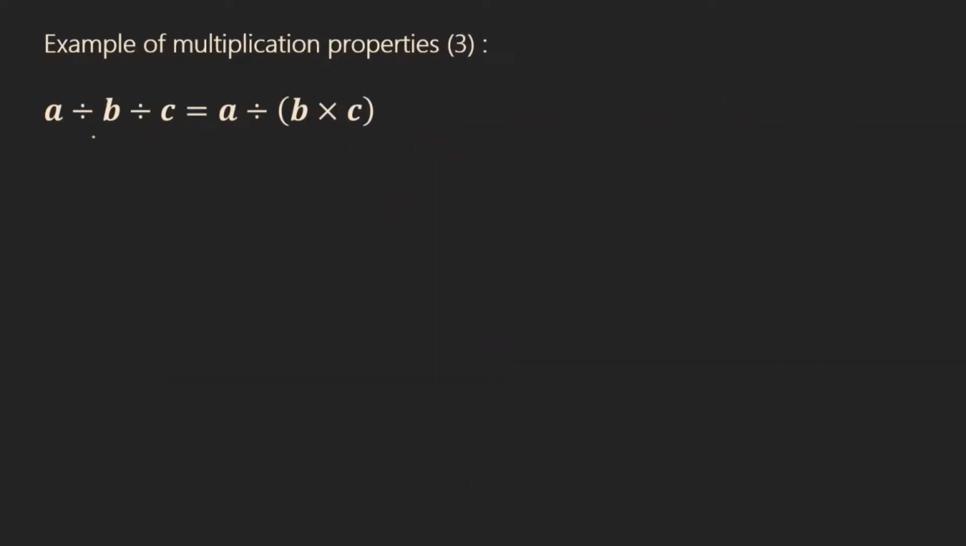In this third example, a divided by b divided by c, we're going to group b and c together by inserting a parentheses around them. Because it's a division in front of the parentheses, the signs for the terms inside will change. So let's take a look at an example: 96 divided by 2 divided by 3. In this one, if we group 2 and 3 together, it becomes 96 divided by parentheses 2 times 3. So that gives 96 divided by 6, and that will give you 16.